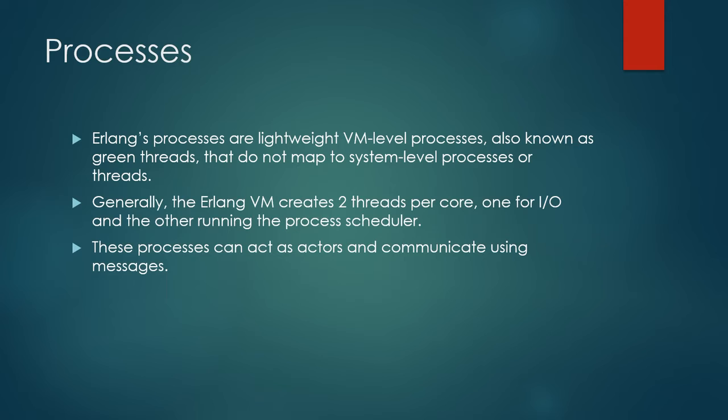In this slide, we'll talk about what Erlang processes are and how they are designed in a way to achieve concurrency. Firstly, Erlang processes are lightweight VM-level processes, which are also known as green threads. These processes do not map to system-level processes. Generally, the Erlang VM creates two threads per core, one for input output and the other running the process scheduler. These processes can act as actors and communicate using messages, as we already discussed.